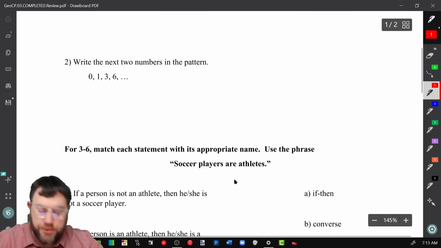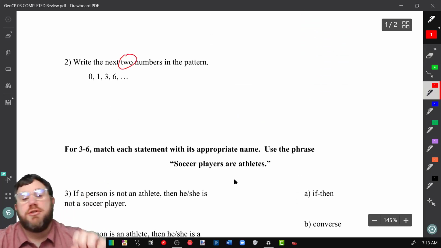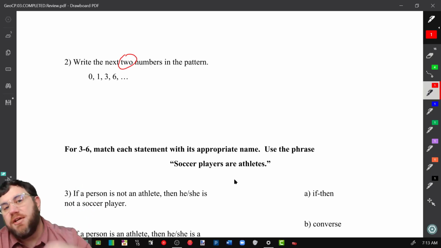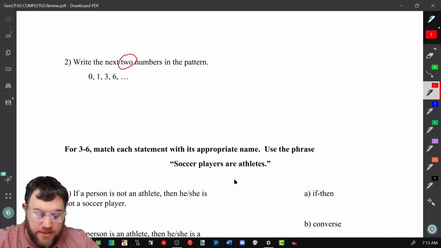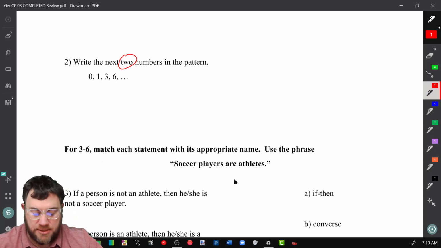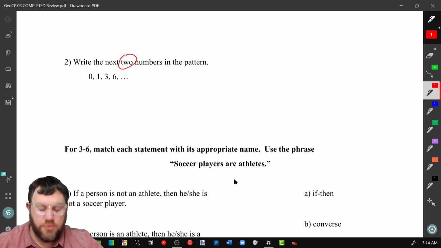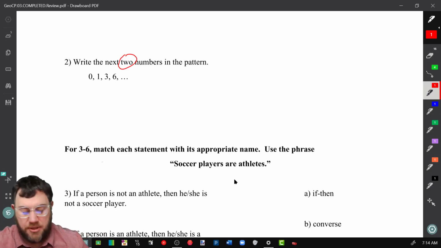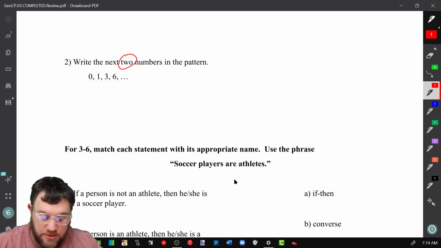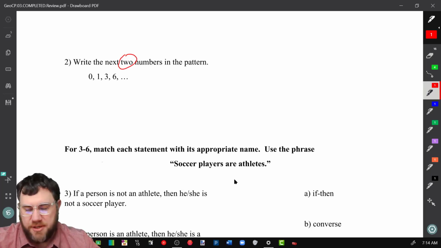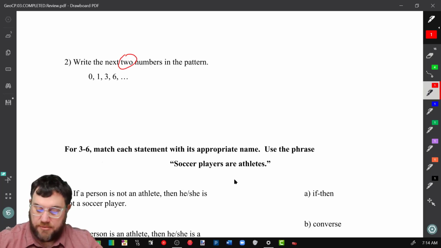All right, for number two, we want to write the next two numbers. Make sure you read the directions to see how many numbers you're supposed to write. In our pattern, we go from 0 to 1 to 3 to 6. Well, we know we're not adding the same thing every time. We're not multiplying by the same thing every time. We're not subtracting or dividing. We know that because the numbers are getting larger. So it has to be adding or multiplying. Or it could be more complex, but we are not doing complex patterns right now.